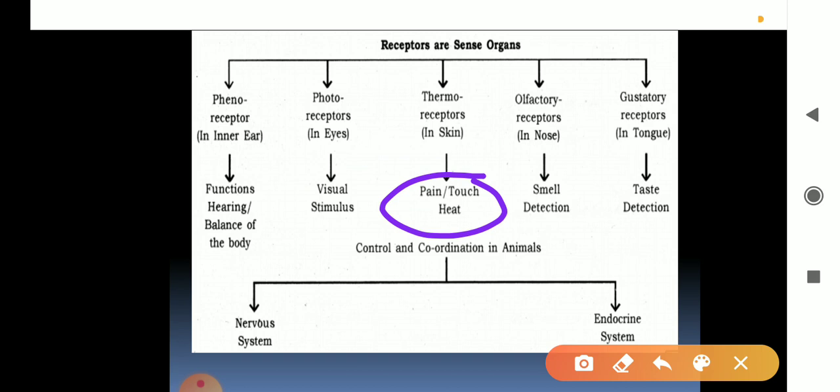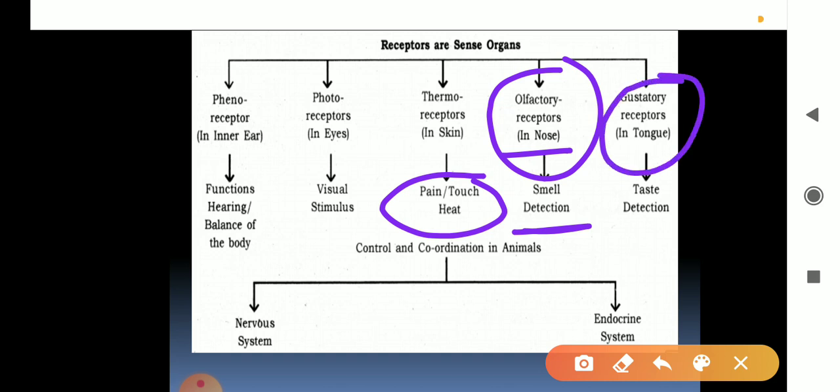Right? Okay. Now next sense organs are called the olfactory receptor. The olfactory word is related to smell. It means they are present in the nose and are responsible for smell detection, right? Okay, now next is the gustatory receptor. These are present in the tongue. This word is related to taste, so these are for the detection of taste, right?